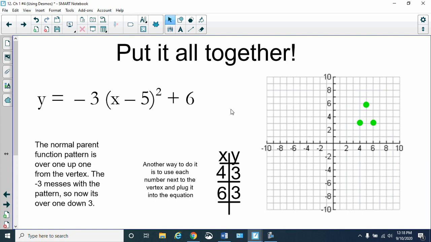Or another way to do it is just look at the two numbers on either side of the vertex. So the vertex is right there at 5. So you could plug 4 into the equation and you'd get a 3. Or you could plug 6, the number on the other side of the vertex, into the equation and you get 3. All right, I am not using the smartboard, so this is going to look a mess, okay? But go ahead and make it look better than that. All right, obviously it should be a nice smooth curve.